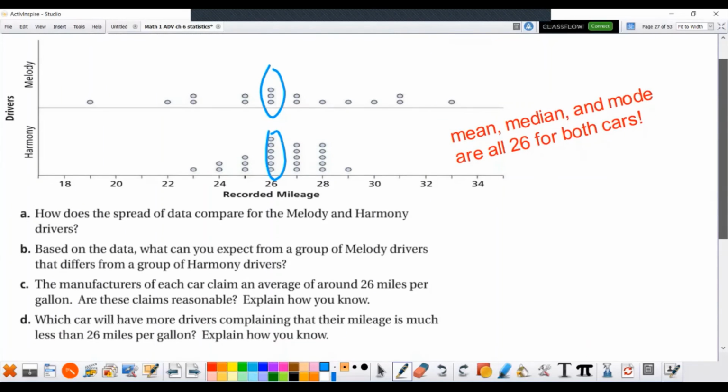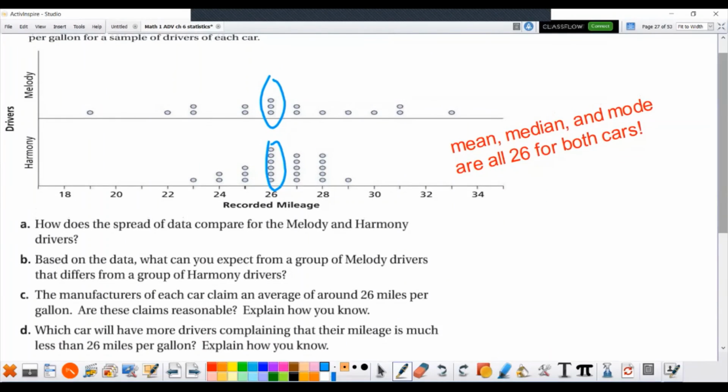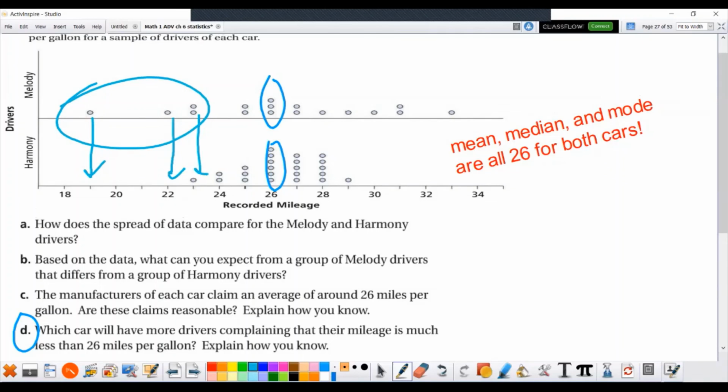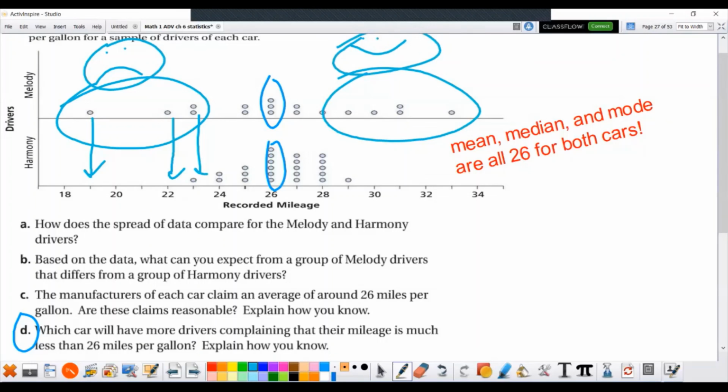Who do you think is going to complain? It says, which car will have more drivers complaining about their mileage being much less than 26? Well, it looks like Melody drivers, these people down here, they might be saying, hey, look at me, I only got 19, I only got 22. So these people are going to be unhappy. Of course, these people here are going to be really happy, aren't they? And these people are getting what they expected.